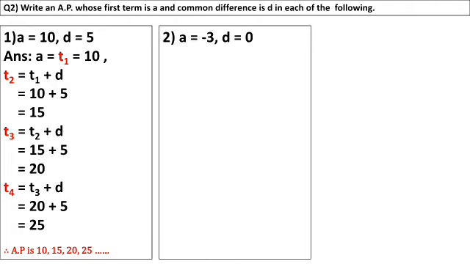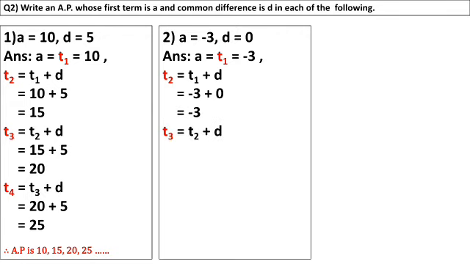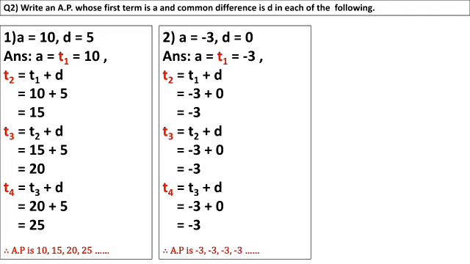Same way we will do the second one. a equals t1, that is our first term, minus 3. For t2 what will we do? t1 plus d. The t1 value is minus 3 plus 0. We will get minus 3 only. For t3 what will we do? t2 plus d. The t2 value is minus 3 plus 0, which is minus 3 only. The t4 formula is t3 plus d. So the t3 value we got is minus 3 plus 0, we get minus 3. Therefore the AP is minus 3, minus 3, minus 3 and minus 3.